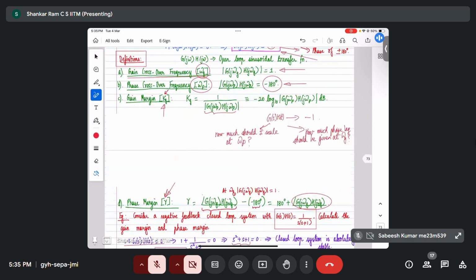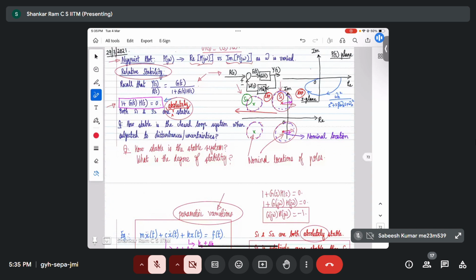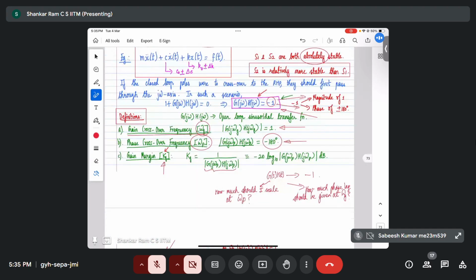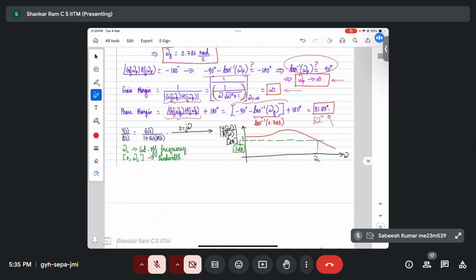So what are we looking at? The question we are asking is when the nominal pole will cross over into the right half plane. In this particular example, if I keep adding gain through some mechanism, I will never cross over. That is the concept. But if I add phase lag, up to 52 degrees I am okay, but beyond that, 51.83, I will go into instability. That is how we need to understand it physically. All right, I hope that is clear.